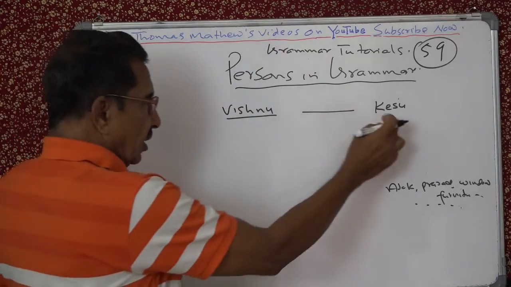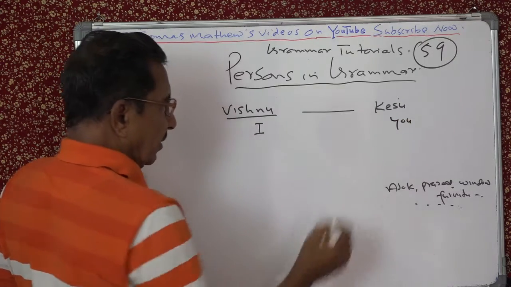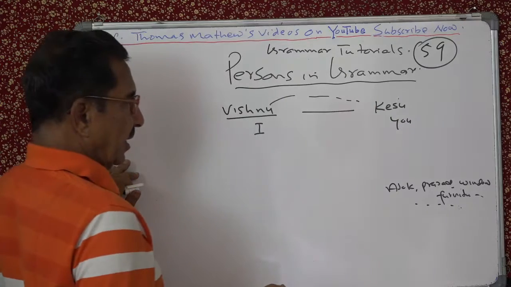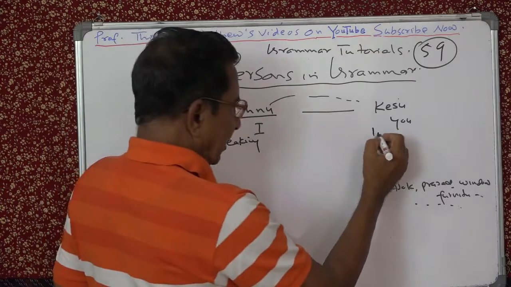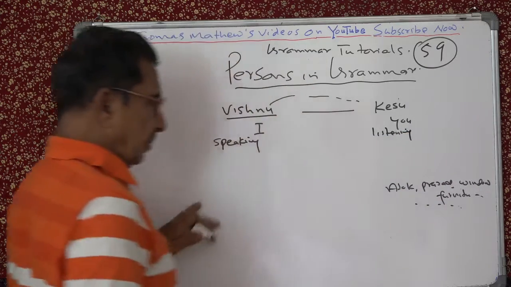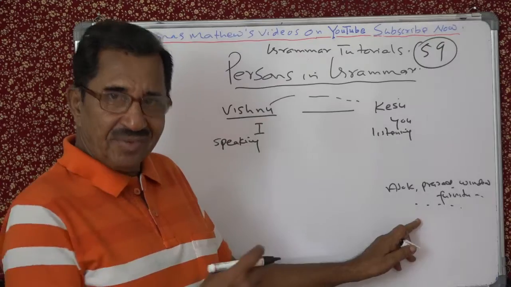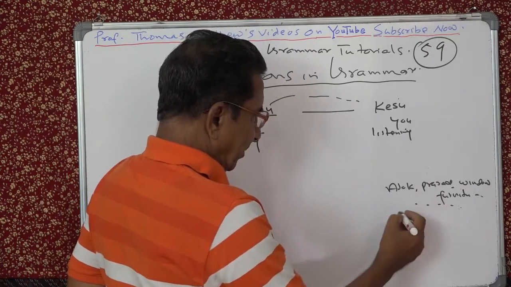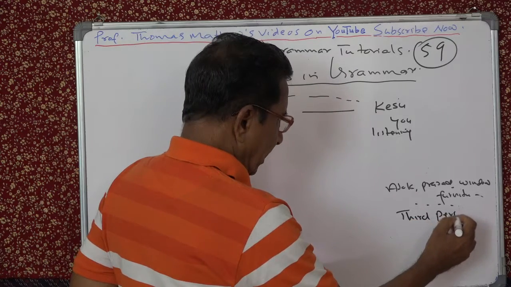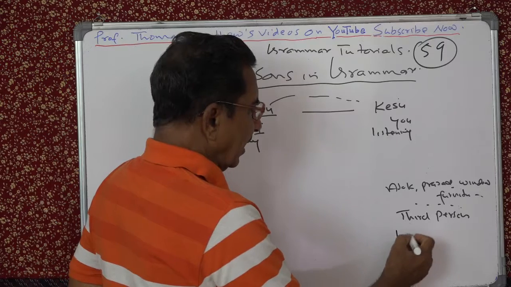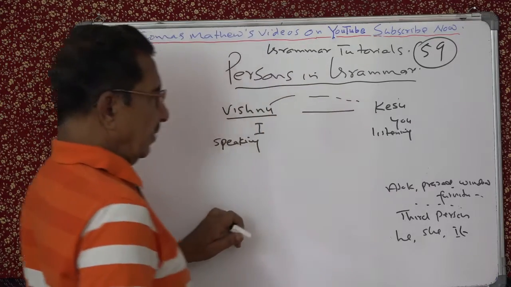Now when Vishnu speaks to Keshu, in this situation, this is I, first person, and this is you, second person. The speaking person, the one who is speaking, is first person. The listening person is second person. Now, Vishnu is speaking to Keshu about these people, and then they will become third person. If it is male, it will be he. Female, she. Neutral, it. And if it is plural, they.